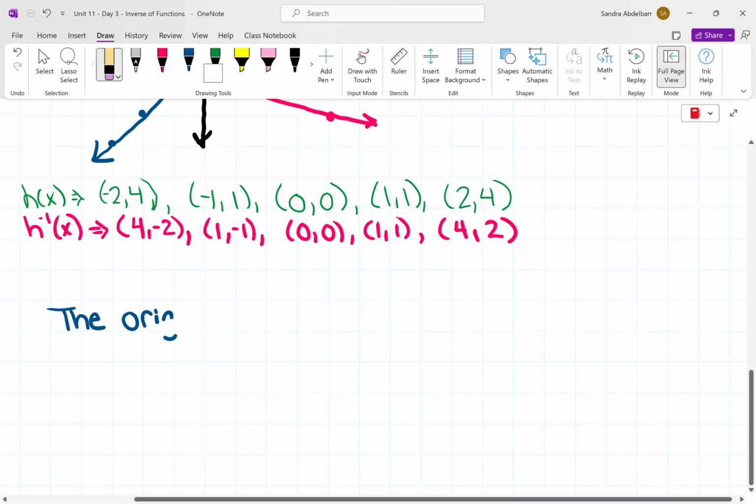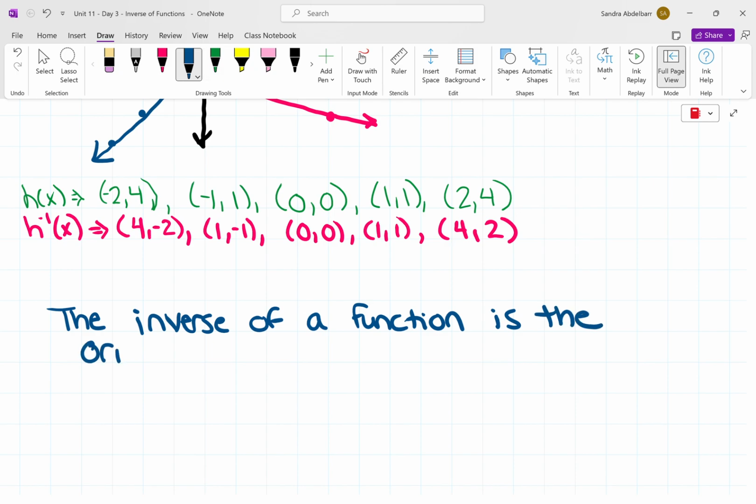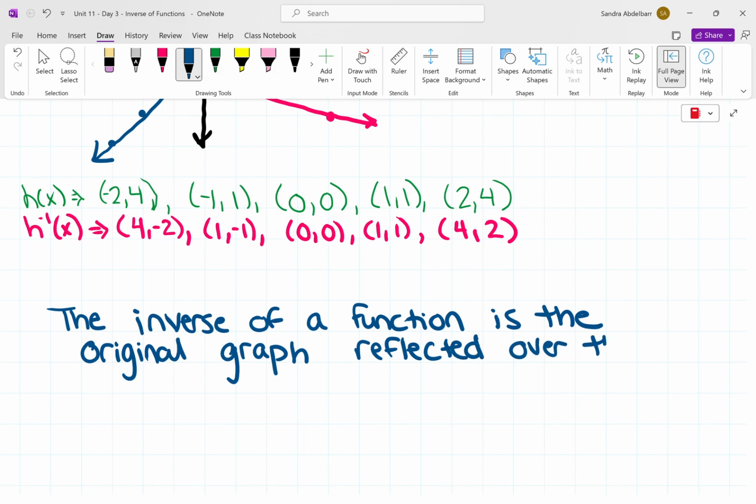The inverse of a function is the original graph reflected over the line y equals x.